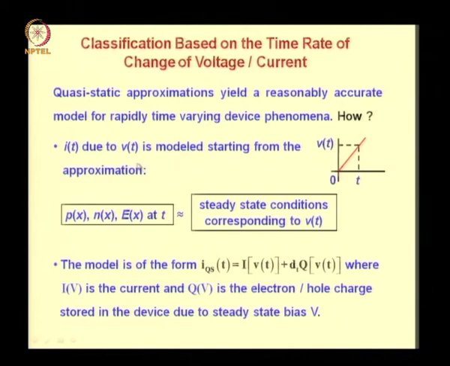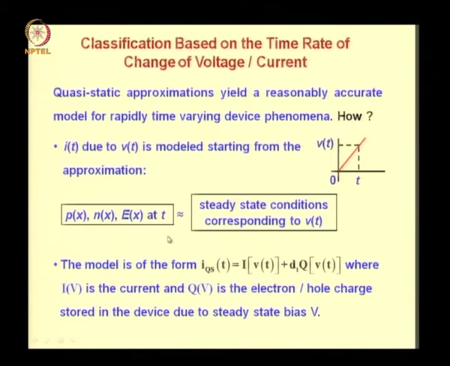Now, how do they do that? Well, they get the instantaneous current as a function of the instantaneous voltage, starting from the approximation that the distribution of holes, electrons and electric field at any time is approximately equal to the steady state conditions corresponding to the voltage at that instant of time.